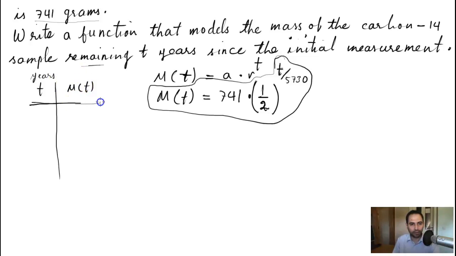This is the mass of the carbon-14 element, the carbon-14 in grams. Now, in year 0, basically when we measured, it was 741 grams. And I know that in 5,730 years, it loses half of its mass. So in 5,730 years, I have to multiply this by 1/2.